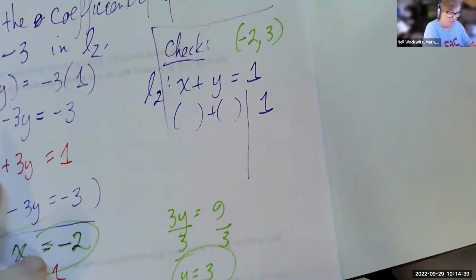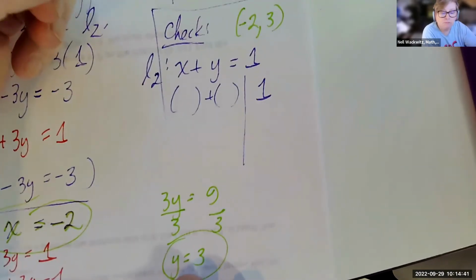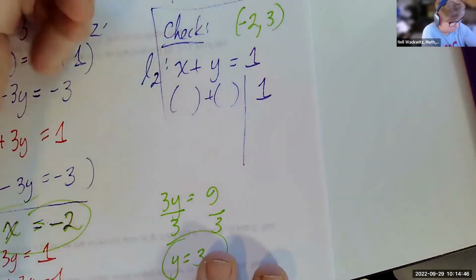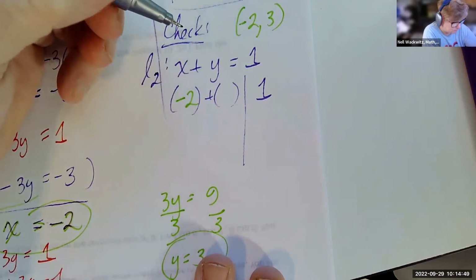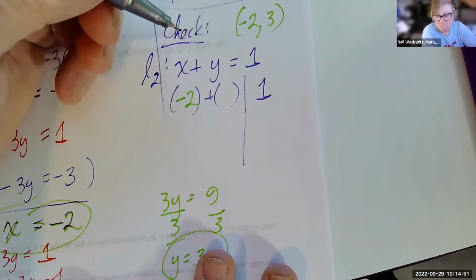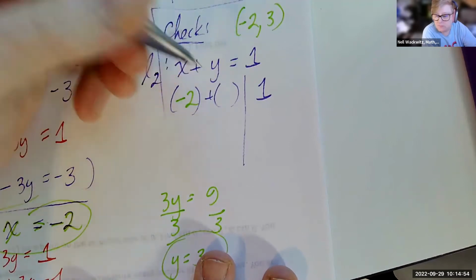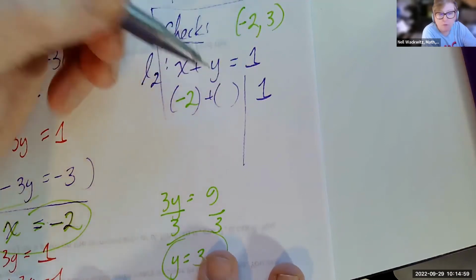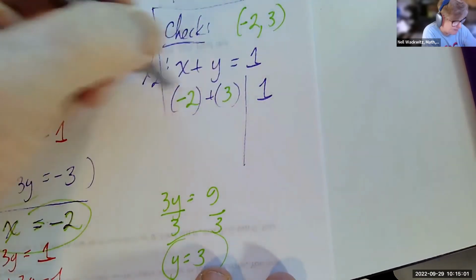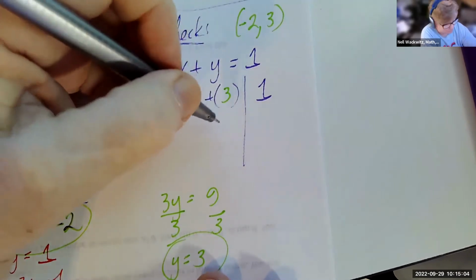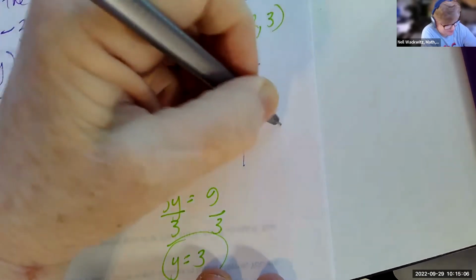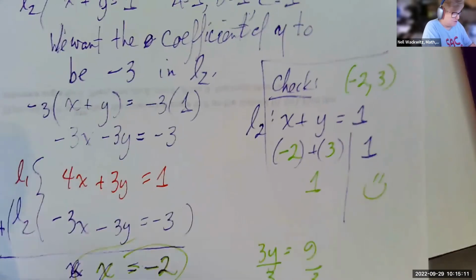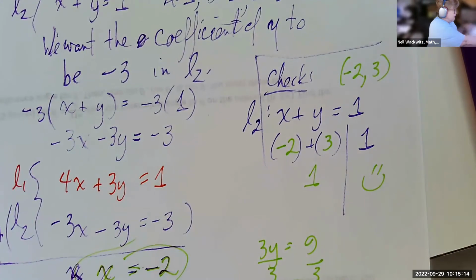And what am I going to fill in on the left side? -2. Yes. And what about the next one for 3.y? Good. And what is -2 plus 3? 1. Yay, right? Exactly right. Okay. So let's just practice those steps lots today.